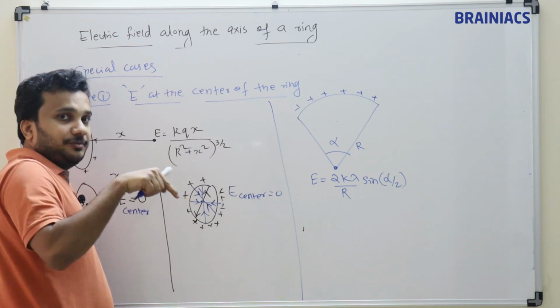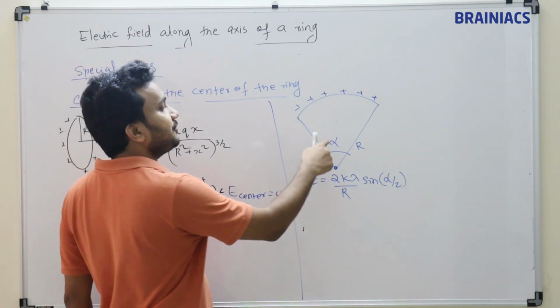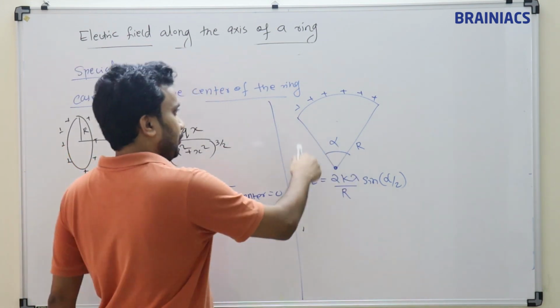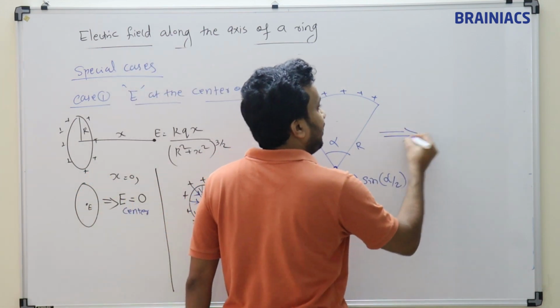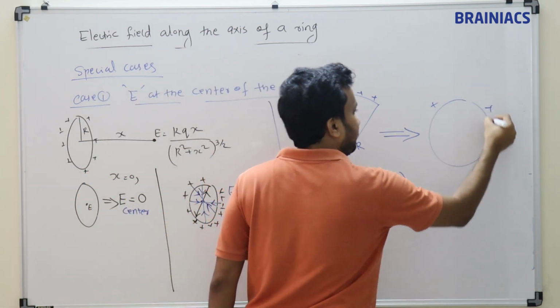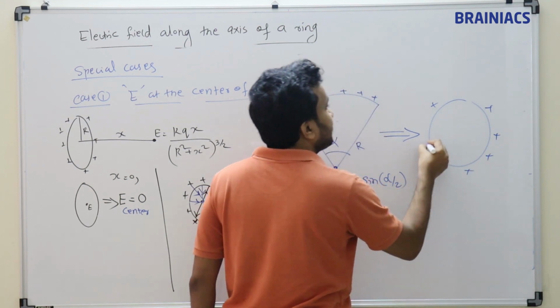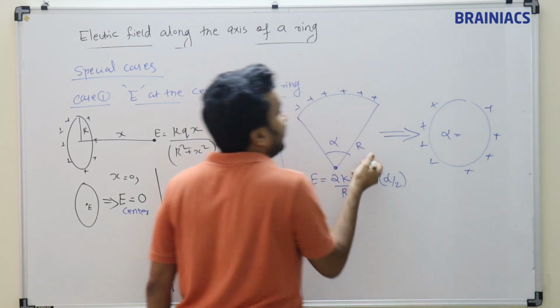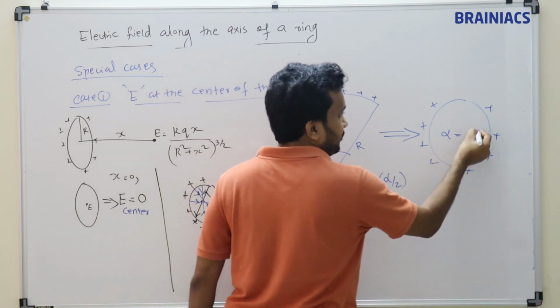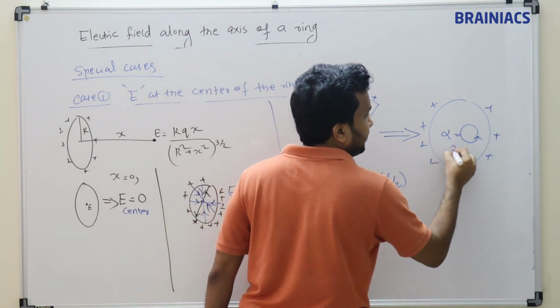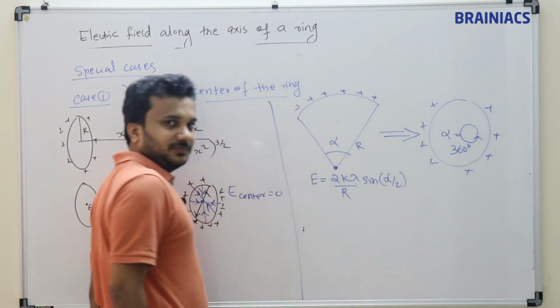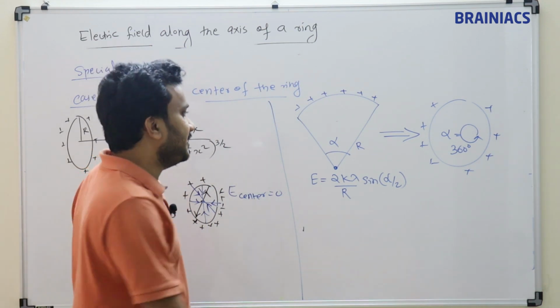So in case of an arc, alpha is equal to 0. If I am converting this arc into a full circle, what is the value of this alpha? Alpha means this total value. Total value is how much? 360 degrees, because for a full circle the angle is 360 degrees.